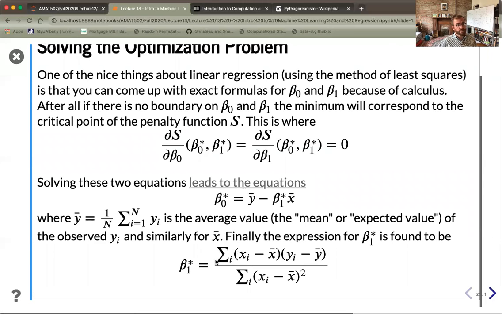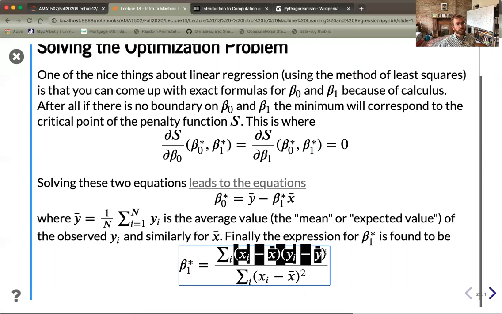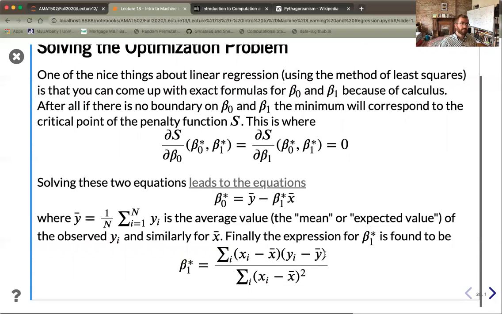The way this is done is we take what looks like the covariance of my values of xi and yi about the mean. I essentially take the product of how much xi varies about the mean times how much yi varies about the mean of all the y values, sum those up, and then divide by the sum of squared differences. This is actually the variance of the xi's. So beta 1 star is expressible in terms of the covariance of x and y and the variance of x.